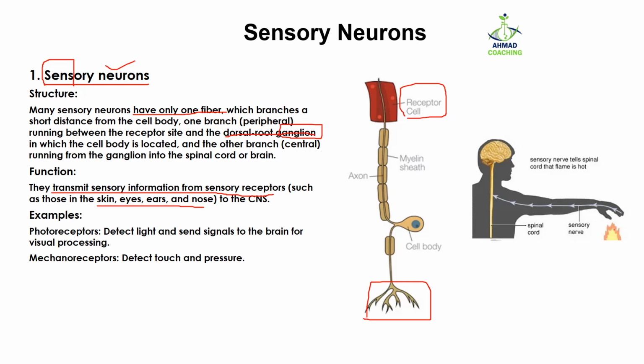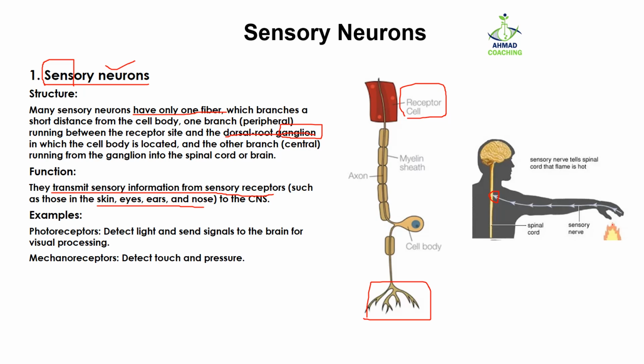As soon as the person is going to touch the fire, the sensory neurons are activated. They are going to get the signals. They will transmit the signals to the spinal cord or central nervous system. So like I said, the sensory neurons are involved in sensing something. So in this case, the sensory neurons are sensing that something hot has been touched by the skin.